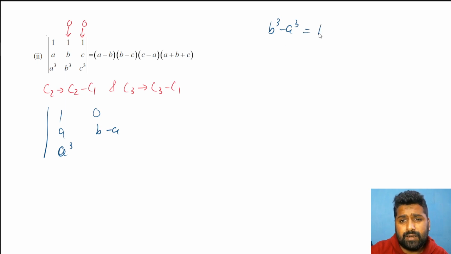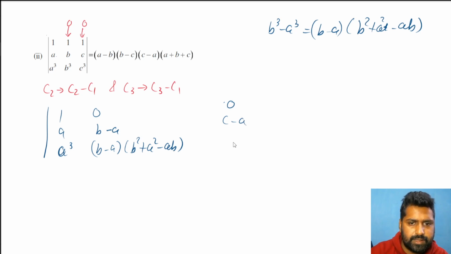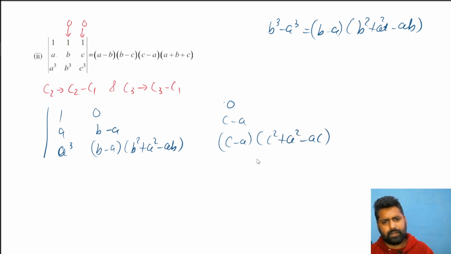Use the property of that. b minus a, b square plus a square plus ab. Okay, b cube minus a cube basically. So b minus a, b square plus a square plus ab. Here also, again for column 3, 1 minus 1 is 0. c minus a, c cube minus a cube is c minus a, c square plus a square plus ca or ac, your call.